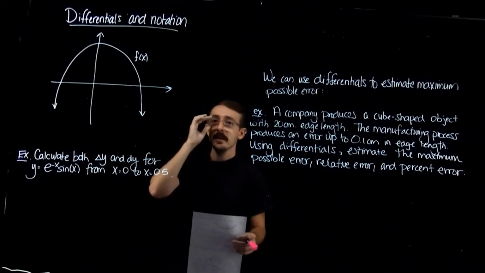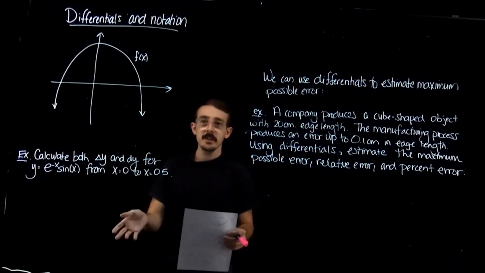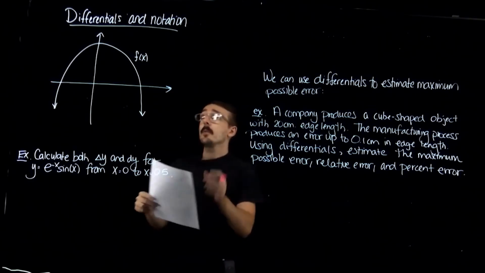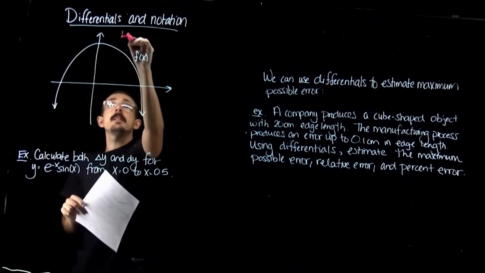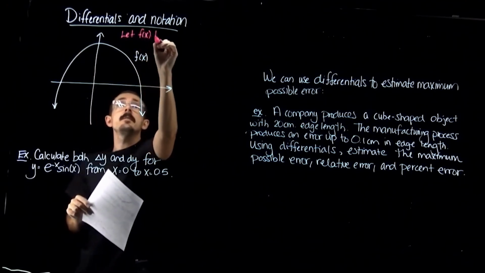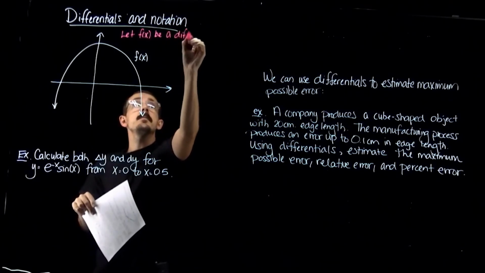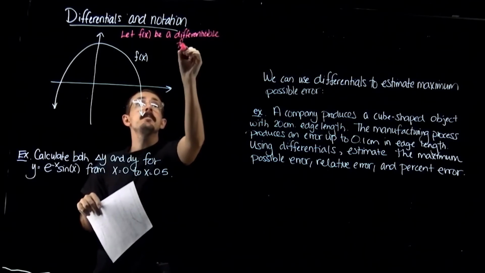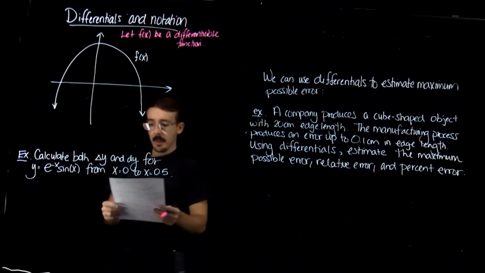All right, so now I'm going to go into differentials, and we're going to go over some much needed notation for the rest of this lecture. So here I have f of x. It's going to be some function. Let f of x be a differentiable function. I have that function pictured just over here.